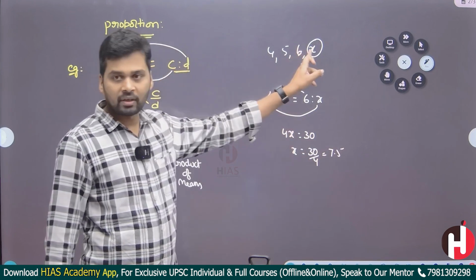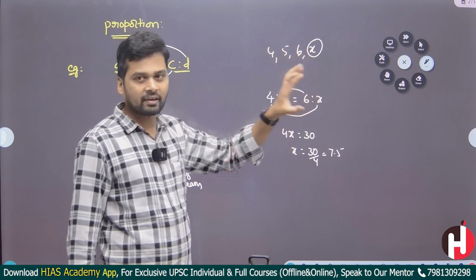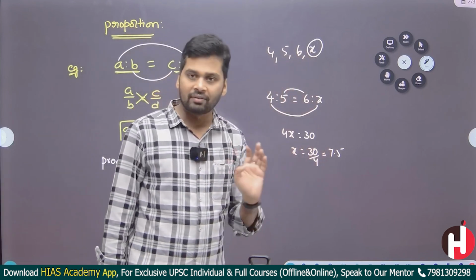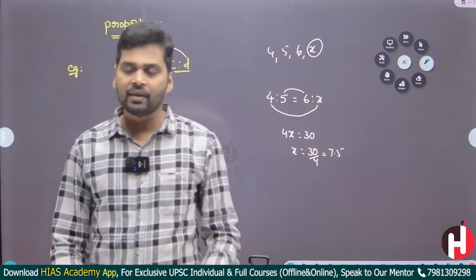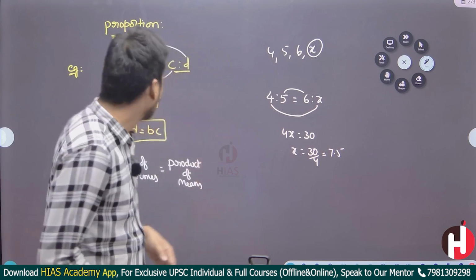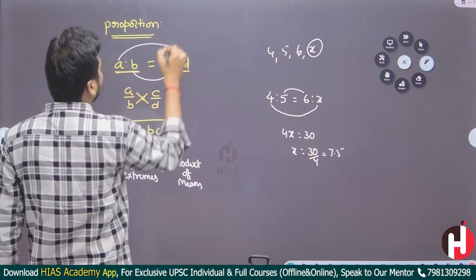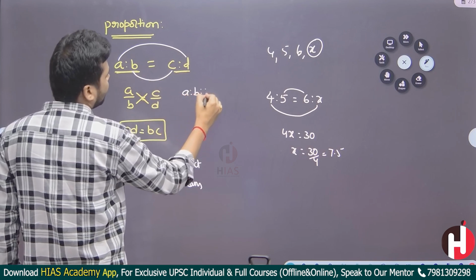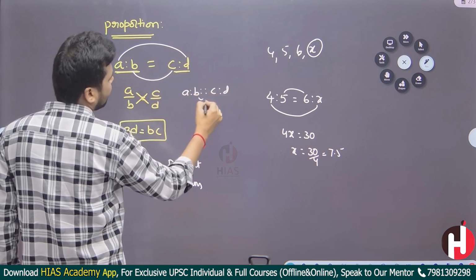So if 4, 5, 6, x are in proportion, then the value of x is 7.5. So for proportion, immediately you should remember that the product of means is equal to the product of extremes. Of course, it can also be represented as A is to B is equal to C is to D. Equality of ratios is represented by a symbol.